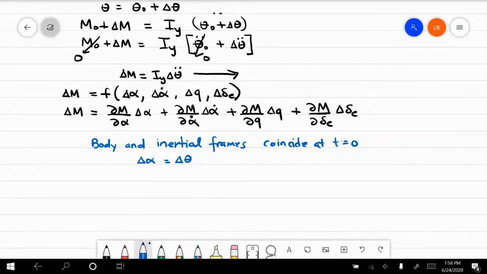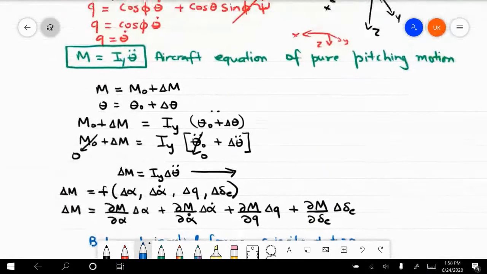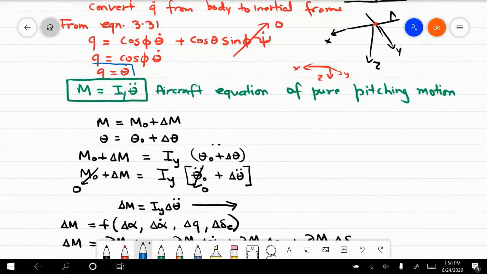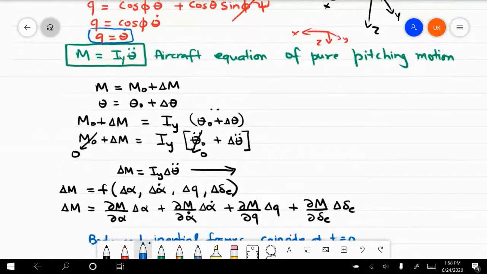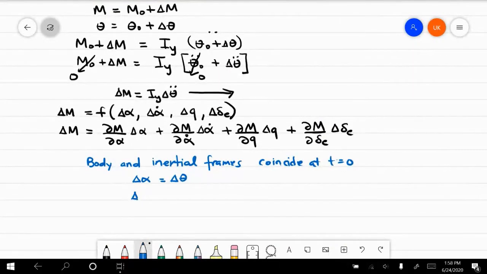So that is one thing. And now I'm going to again come back to this, which we had obtained in the process of converting from the body frame to the inertial frame. So obviously this means that delta theta dot equals delta q. Okay, so I'm going to bring it here and just copy it. Delta theta dot equals delta q. So delta theta dot means delta alpha dot, right? So this is equal to delta alpha dot.